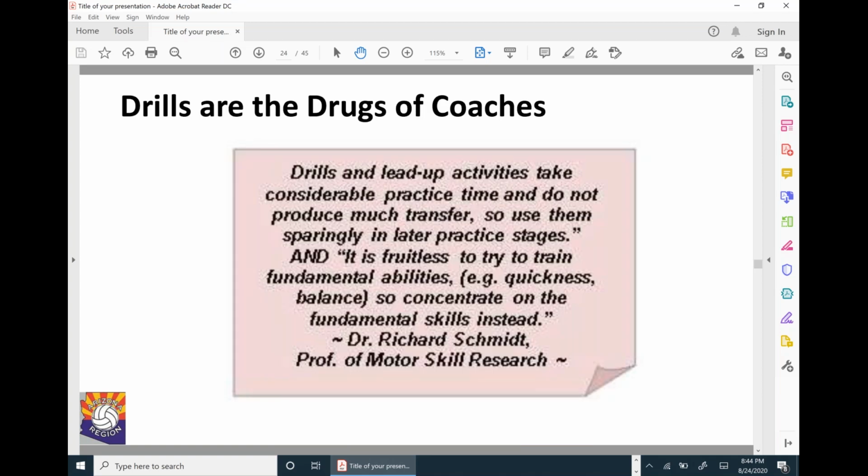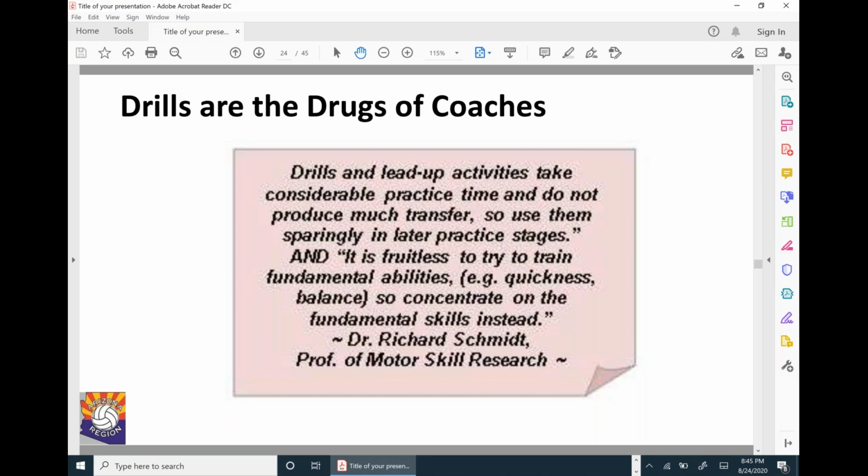So I mentioned that drills are the drugs of coaches. This quote is from somebody that you may hear about again on Wednesday, the top motor learner, whose book came out, five editions worth. And he really helped our men's team and now our women's team become better. There's a couple sentences here I'm going to read. Drills take considerable practice time and lead up activities like you saw walking on the legs and do not produce much transfer. They don't help you play volleyball. So use them sparingly in later practice stages, which is what we're talking about, optimal practice.